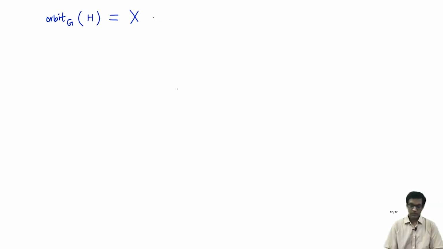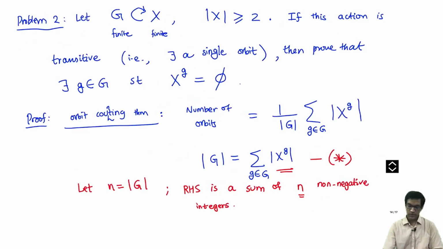Okay. Now I'm going to use my previous problem. So let me just recall what the statement of the previous problem was. I needed a group acting on a set X. The cardinality of the set X has to be at least 2, and if this action is transitive, then we proved that there is at least some group element which has no fixed points.